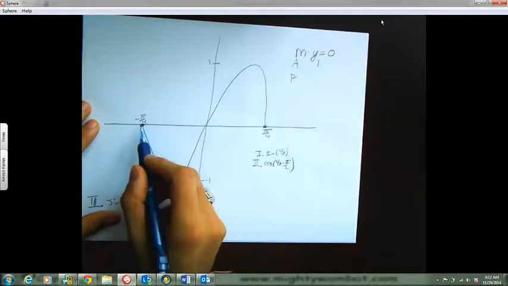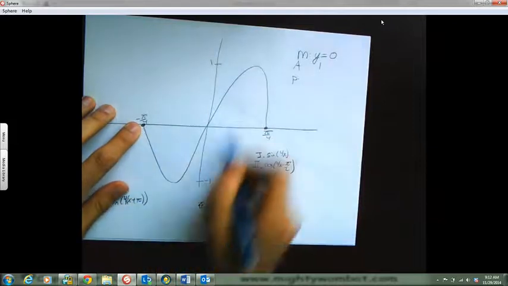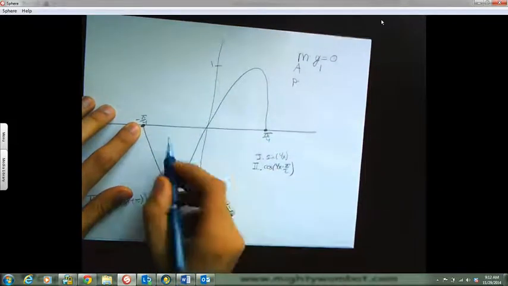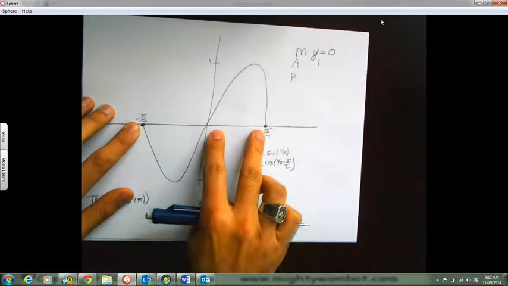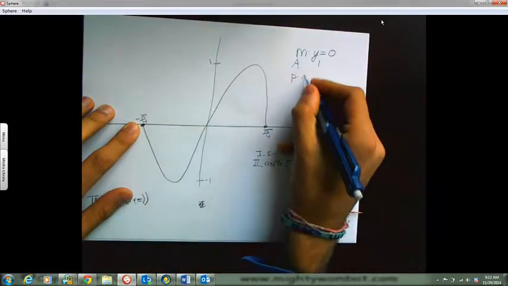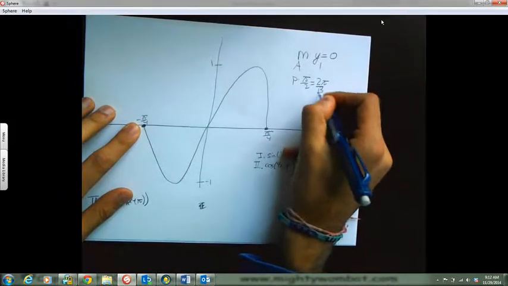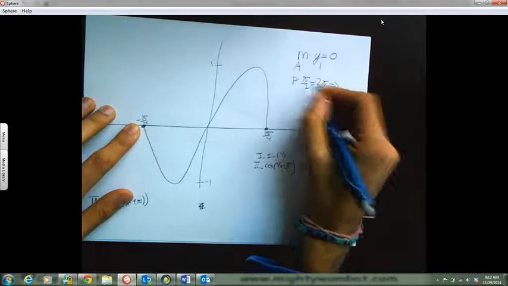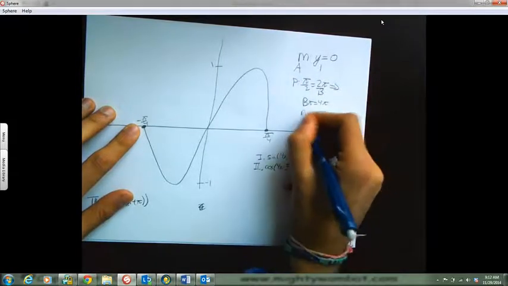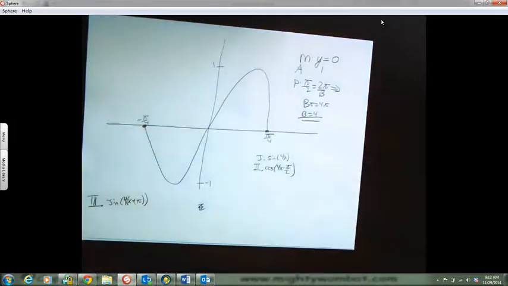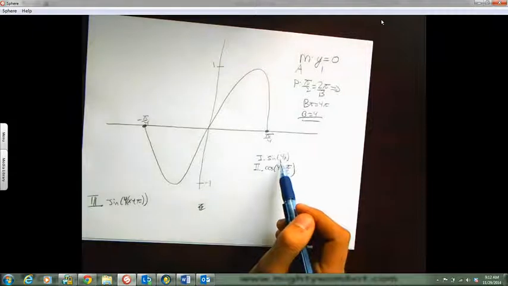So how much is this distance? Well, we start here, go down to the minimum, up to the maximum, back to where we started. This distance is negative pi over 4, plus this distance is pi over 4, plus pi over 4. This is pi over 2, which has to equal 2 pi over b. Cross multiply: b pi equals 4 pi, so b equals 4. So when I look at that, this one could be right.